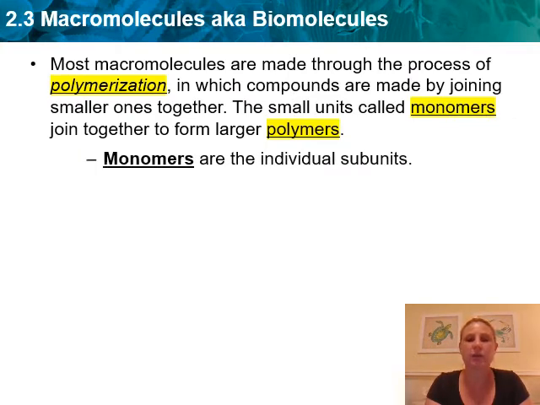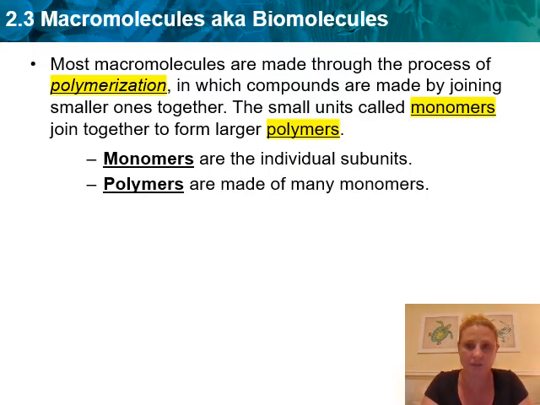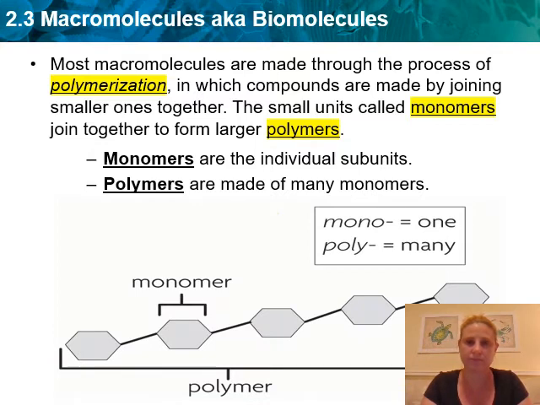Now, most macromolecules are made through the process of polymerization, okay? In this, we have small little pieces that all get joined together to form a larger chain. The small units, the small pieces, are called monomers, mono, one, right? So a monomer is just one piece. Now when we bond all those little pieces together, we call them polymers. Poly for many. So we have many little monomers all joined together to form a polymer. So monomers are the individual subunits that all come together to form polymers.